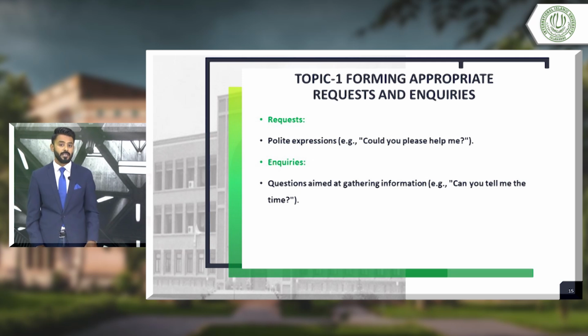Fine. So, that was a request, and now what is an inquiry? An inquiry is when you are asking a question that demands particular information. For example, can you tell me what the time is? Can you tell me the time? This question aims at seeking some particular information, and that is an inquiry.